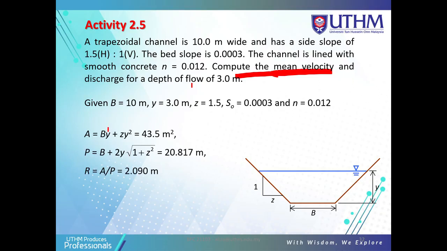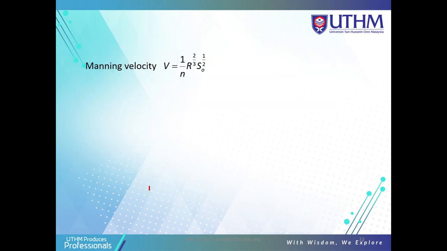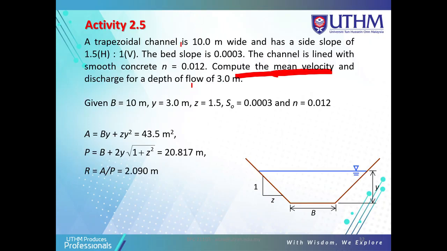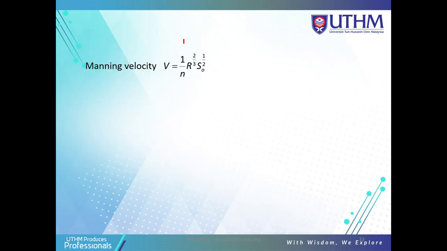So you just use the equation here to get the area, the perimeter, and get the R. Then you use the velocity using Manning. Actually, this activity uses the Manning equation, because the N is given. Not Chezy. If N is given, you must use the Manning equation to get the velocity and also the discharge.